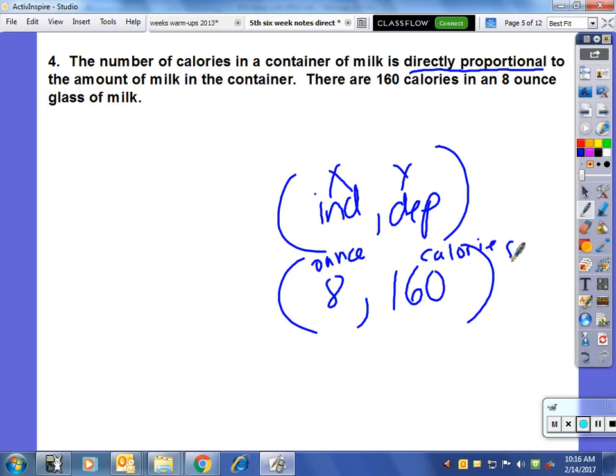So when I find the slope, I'm finding the what per what. The calories per ounce. What are the calories per ounce here?